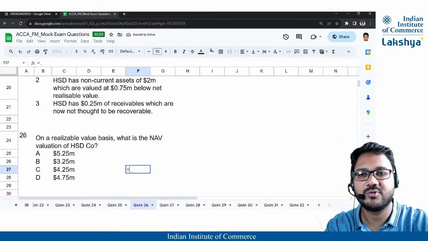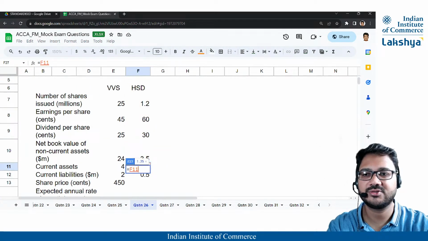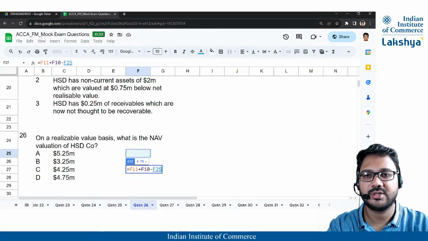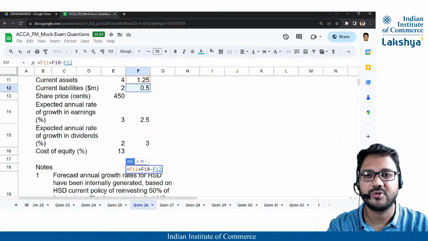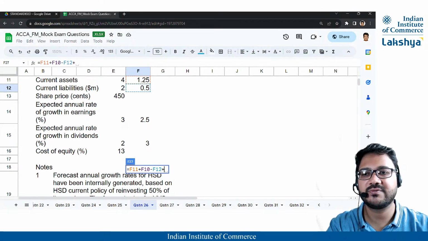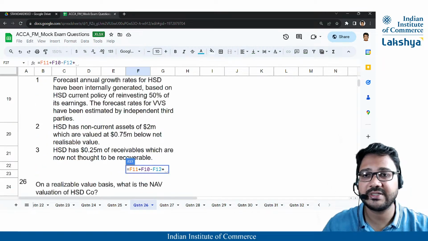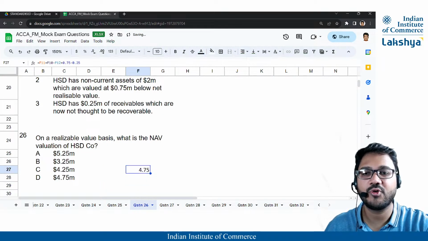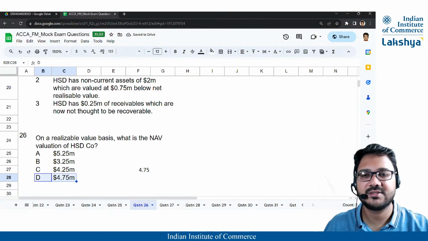So in net asset value, what happens is you're taking all the assets. So we have our current assets plus non-current assets, minus your current liabilities. Now it is valued lower. So whatever this valuation is over here, it is valued lower. We realize that 0.75 should be higher. So plus 0.75. And then receivables have turned bad debt. So minus 0.25. So 4.75, which is D, is our correct answer.